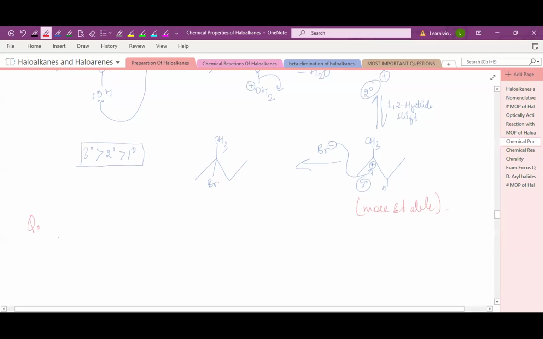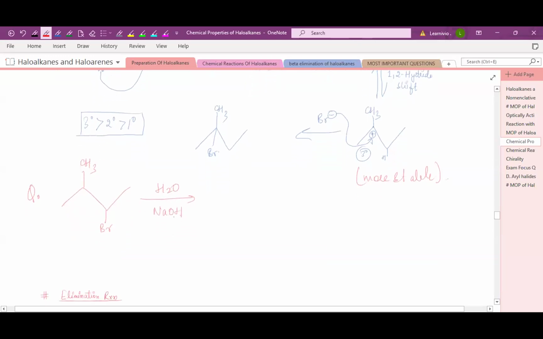This is your homework. I'm giving three questions. You have to write the mechanism for the reaction. Here is bromine and this is the CH3, and you are adding water and sodium hydroxide. So write the reaction with mechanism. This is question number 1.